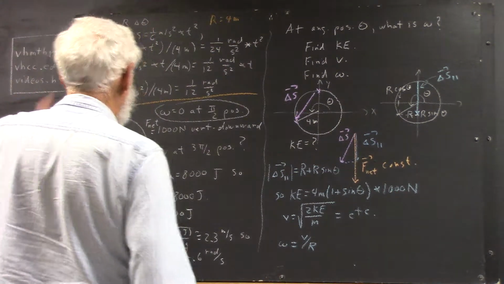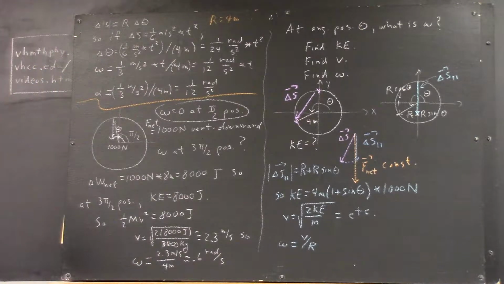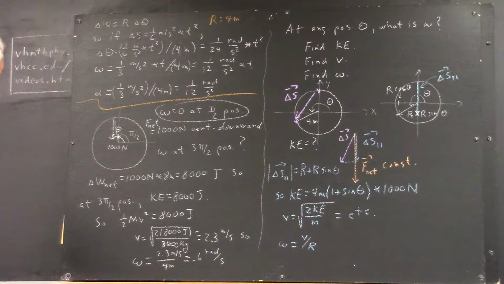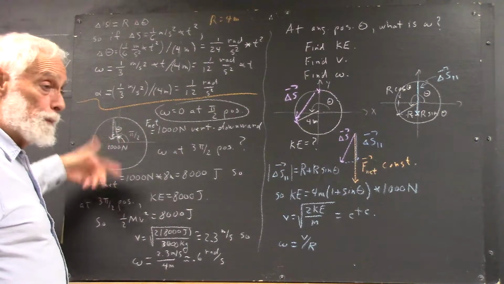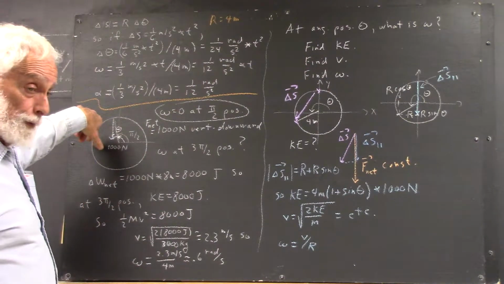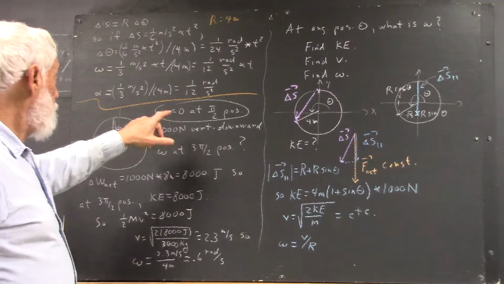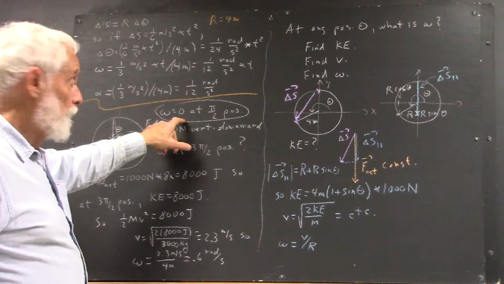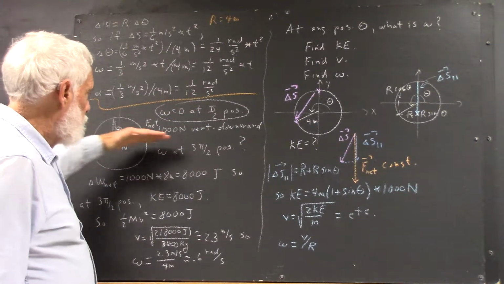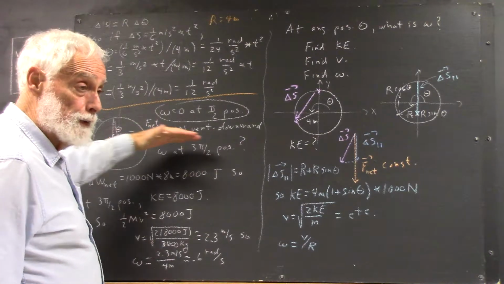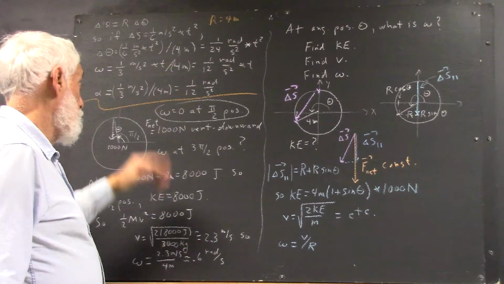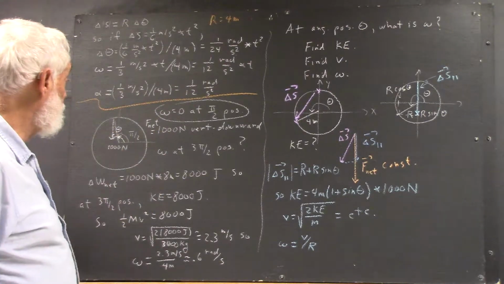Now, we have a new situation where we have maybe the same wheel, but it doesn't matter. We have a wheel of radius 4 meters. We haven't specified a mass, but we have specified that omega is 0 at the pi over 2 position. That is, if we measure everything from the positive x-axis, with the x-axis to the right, and we measure all angles counterclockwise from there, the pi over 2 position is here.